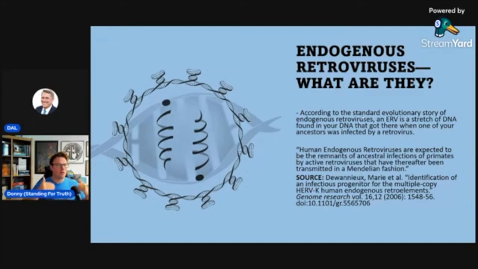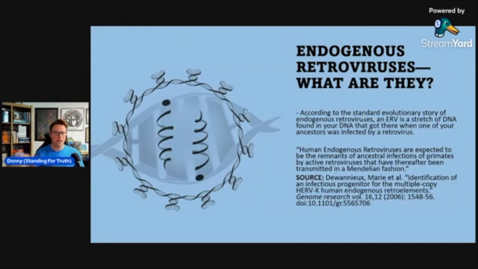Okay, so what this means is God would have also front-loaded the genome with functional and beneficial DNA elements. And this is where endogenous retroviruses come into play. Because if what we as biblical creationists are putting forth here is true, then we should expect DNA function all throughout the genome. So endogenous retroviruses, what are they? According to the standard evolutionary story of endogenous retroviruses, an ERV is a stretch of DNA found in your DNA that got there when one of your ancestors was infected by a retrovirus.